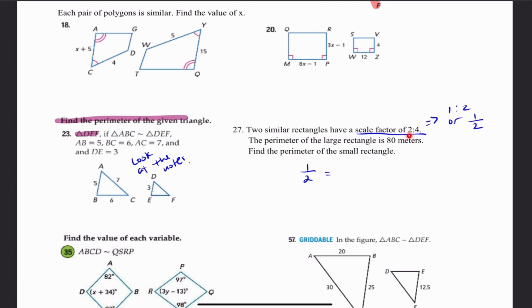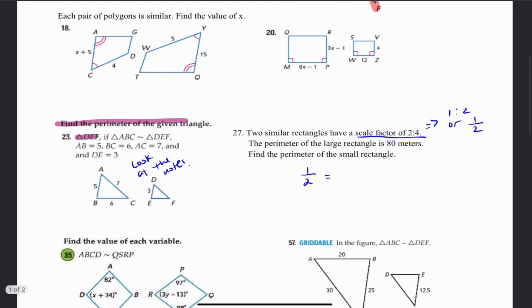So we know that 2 is less than 4, so 2 is the smaller one. So this has to be the smaller rectangle to the bigger rectangle. Smaller to the bigger rectangle. So if you were to do 1/2 equals your ratio here, what should you put up top and what should you put in the bottom?